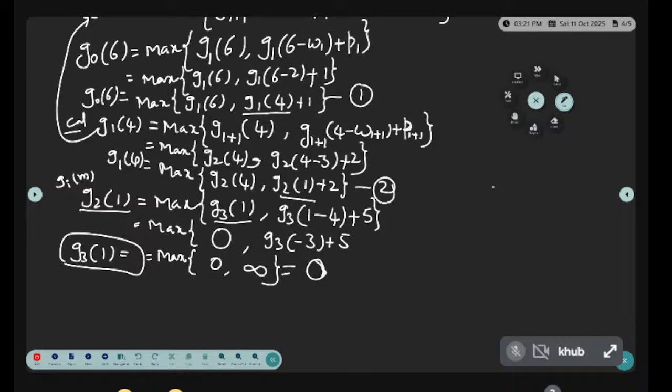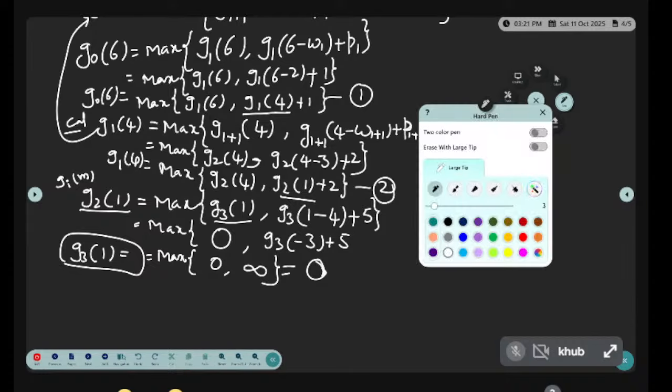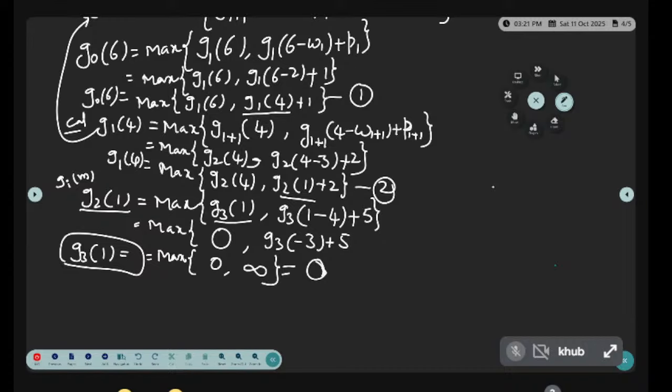Remember why it is 0: there are no more items to search or place into the bag. So you can write here that 0 means no next item. There is no next item, so we cannot determine G1 of G3 of 1, and that is why G3 of 1 becomes 0.